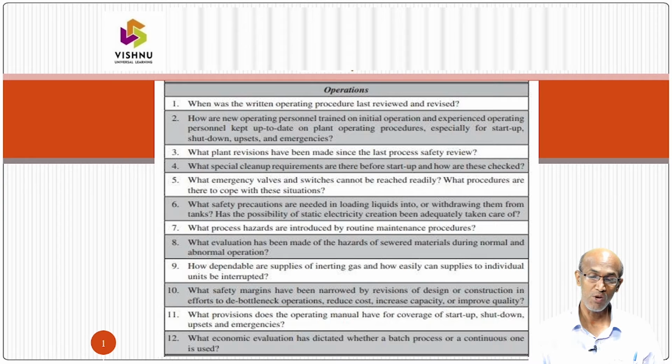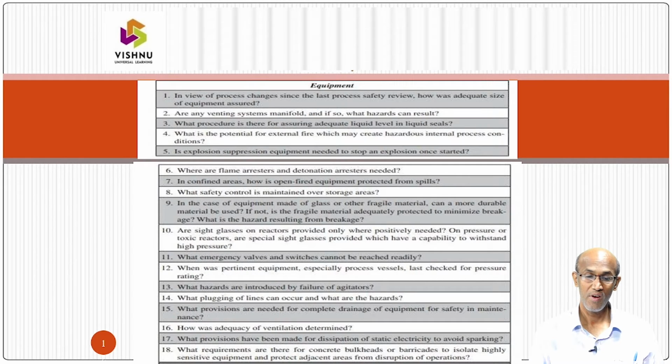What economic evaluation has dictated whether a batch process or a continuous one is used? Similarly, for equipment, in view of process changes since the last process safety review, how was adequate size of equipment assured? Are any venting systems manifolded? And if so, what hazards can result?